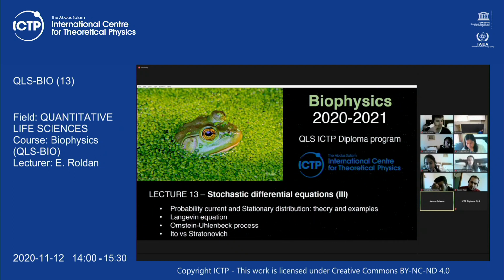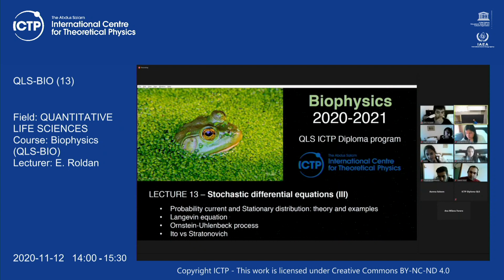Then I will discuss the Langevin equation, which is a very celebrated equation in statistical physics, and it could also be the motivation of all this story on stochastic differential equations, and you will see why. This is a very important equation in physics. Next, I will share with you a particular example of a Langevin equation, which is the Ornstein-Uhlenbeck process, also very important in physics.